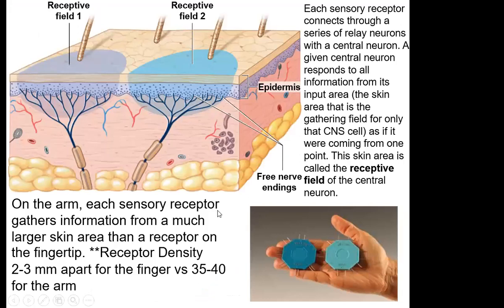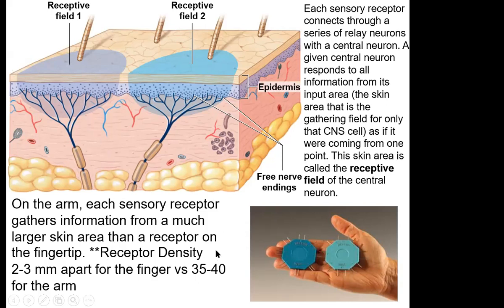So let me show you another example. When we're looking at the skin, so this is obviously a picture of the skin, there are two different receptive fields on this skin. If we're talking about the arm, each sensory receptor will gather information from a large skin area, whereas the fingertip is very small. So receptor fields can be large and hard to localize, or very small and easier to localize.